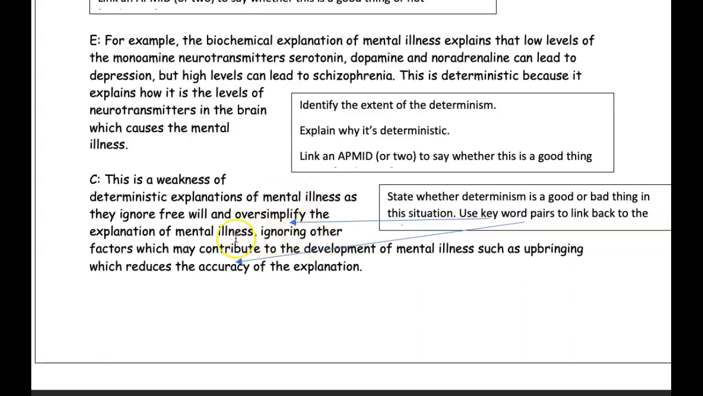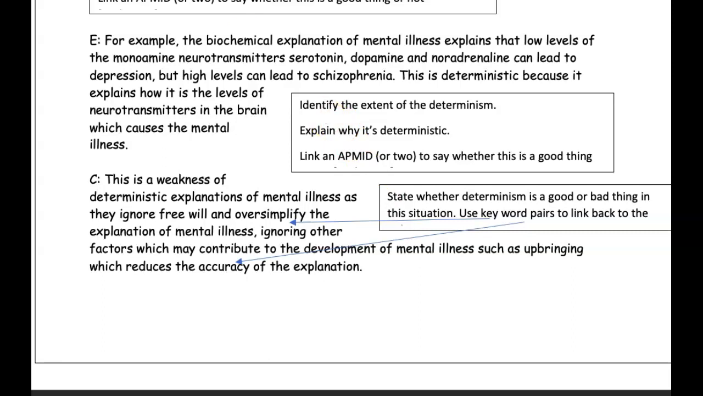How is it doing that? It ignores other factors which may contribute to the development of mental illness, such as upbringing, which reduces accuracy of the explanation. Accuracy links to validity. You can see how everything flows, everything's linked together. So effectively what we're saying is that deterministic explanations of mental illness, such as the biological one, are problematic because they oversimplify, they are reductionist in their very nature, and by being reductionist, they lack validity. Okay, so that's one example there.